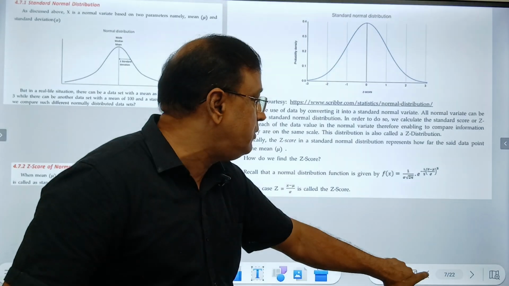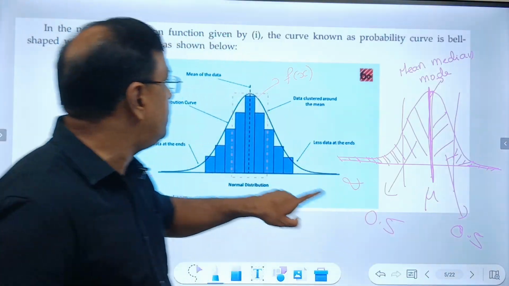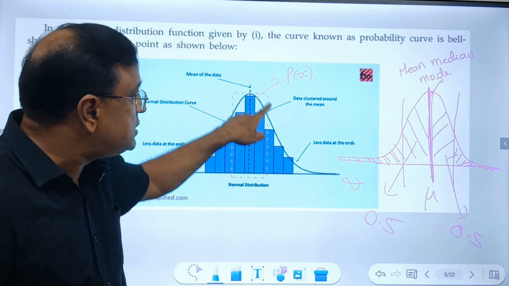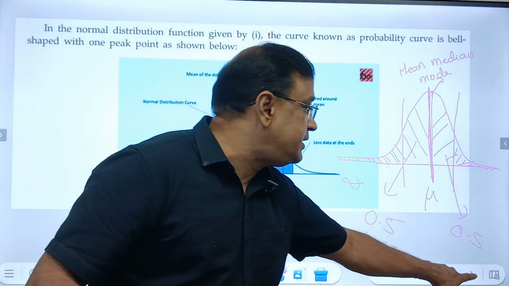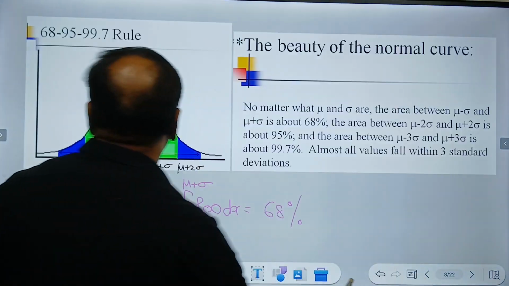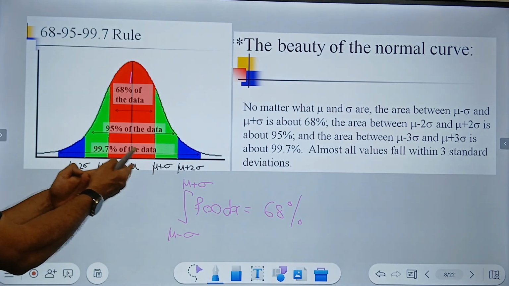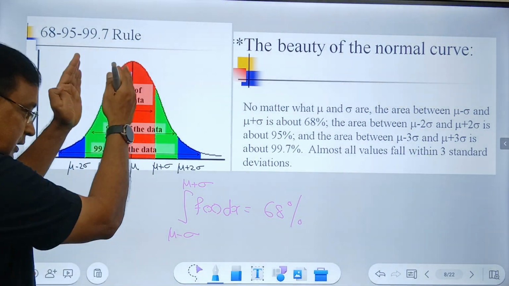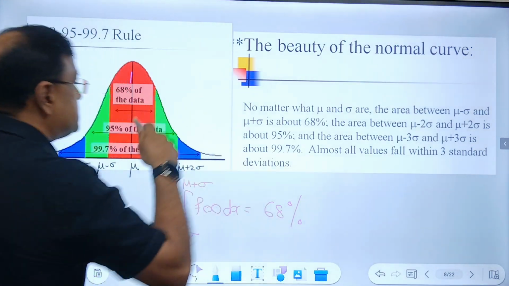You remember I told you? Data is clustered around the mean. How much is it clustered? It is clustered around 68%. From where? X from mu minus sigma to mu plus sigma. Under that the area is 68%.